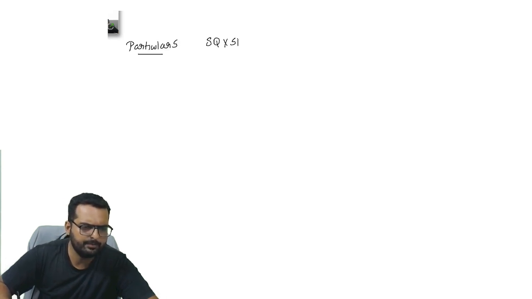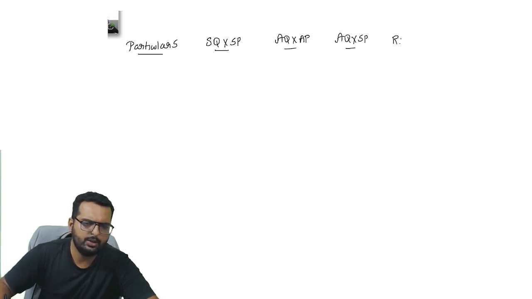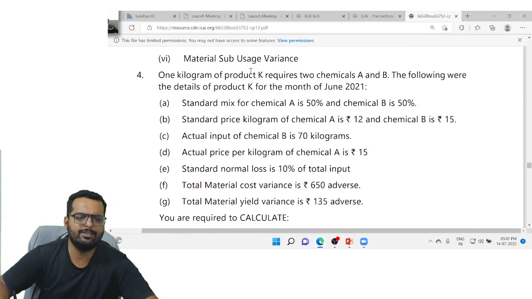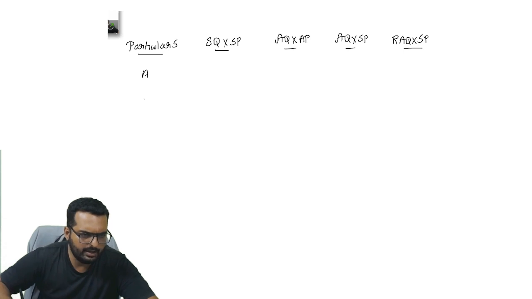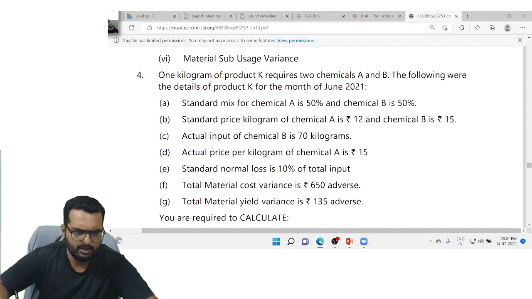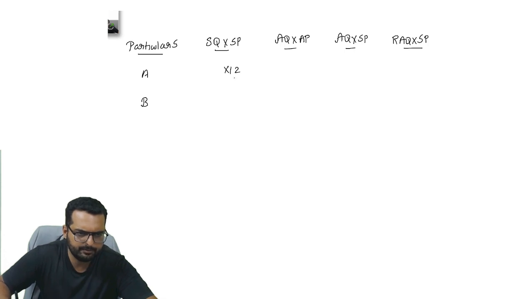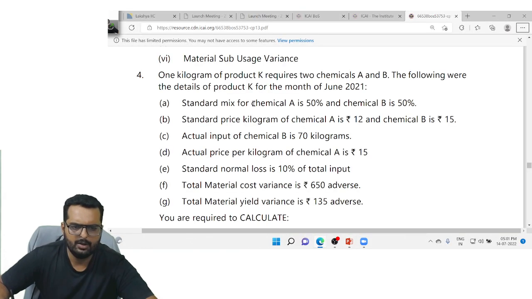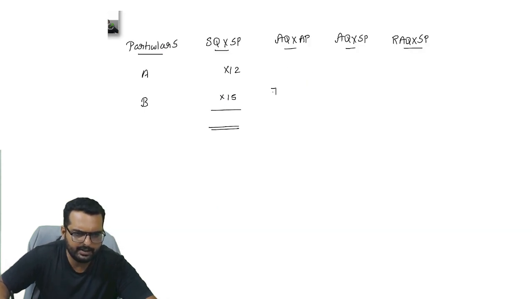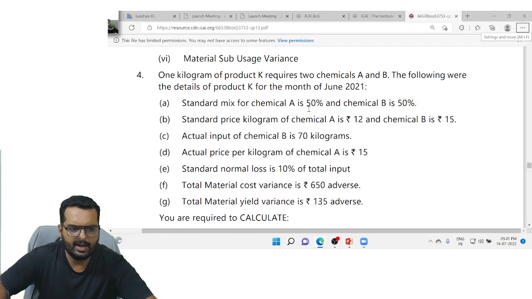So this problem, I'll again draw the table. Particulars, SQ into SP, AQ into AP, AQ into SP, RAQ into SP. I'll write down over here A and the other one is B. Okay. So the price is told as 12 and 15. Standard mix is 50-50. Actual input of chemical B is 70. And the actual price of chemical A is 15. Something similar to the earlier problem. Standard normal loss is 10%.